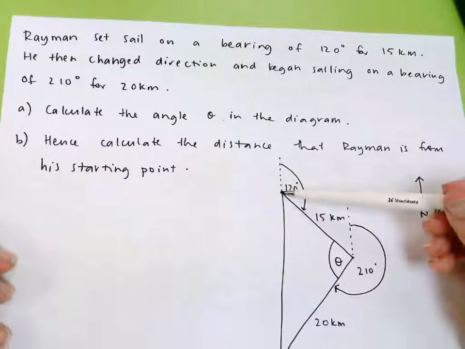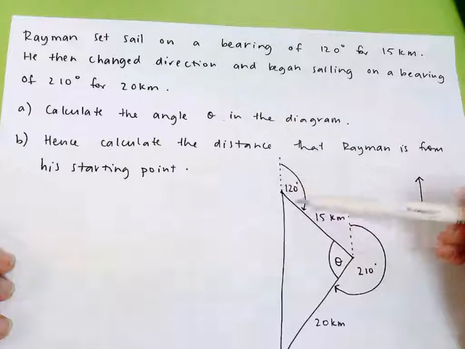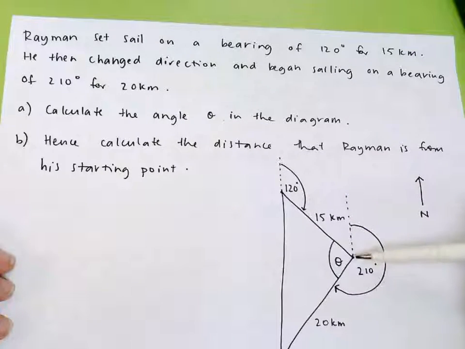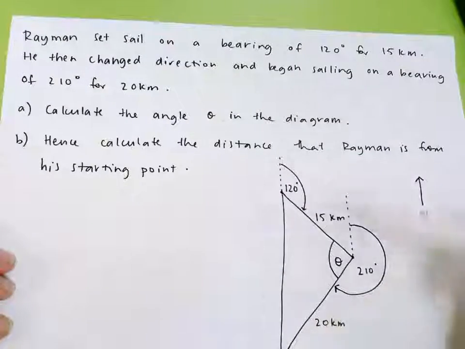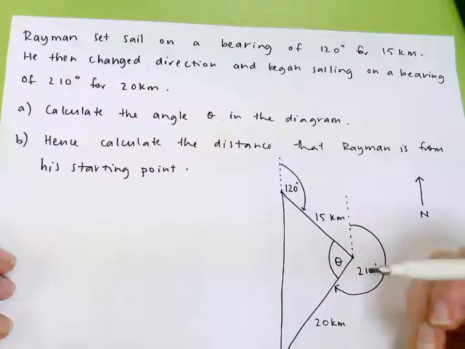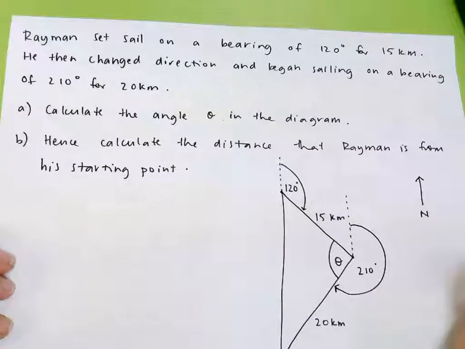So he set sail from this point here on a bearing of 120 degrees, and he did that for 15 kilometres. He then changed direction and began sailing on a bearing of 210 degrees. So at this point, if he's facing north and turns 210 degrees, that's the new direction he starts sailing, and he does that for 20 kilometres. The question here is broken into two parts. The first part says calculate the angle theta in the diagram. So have a go at doing that.